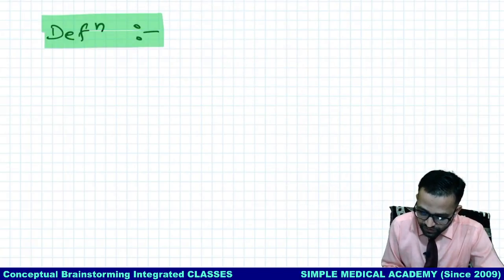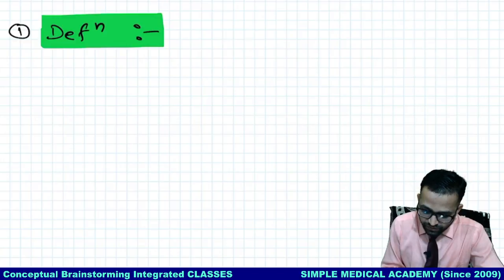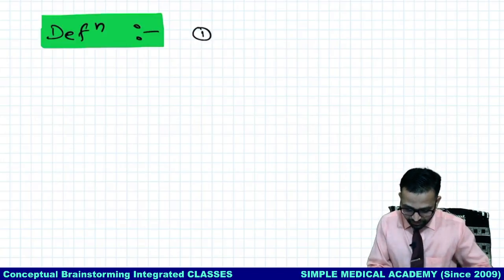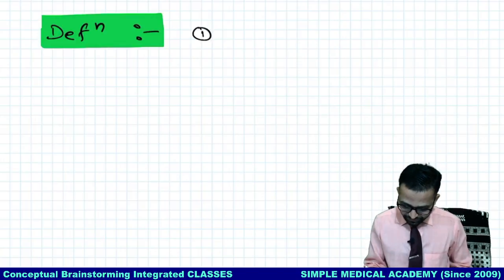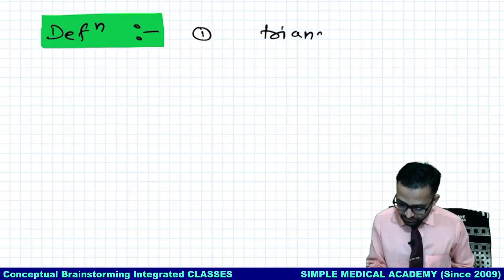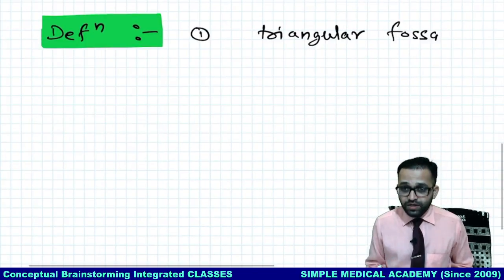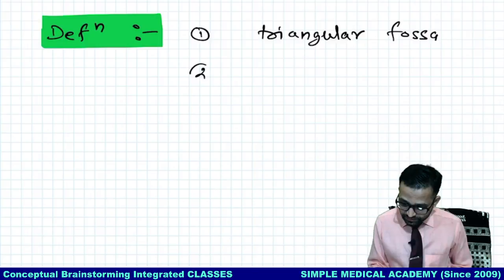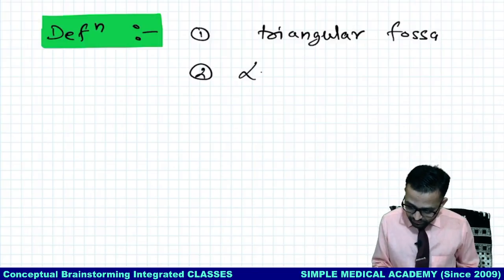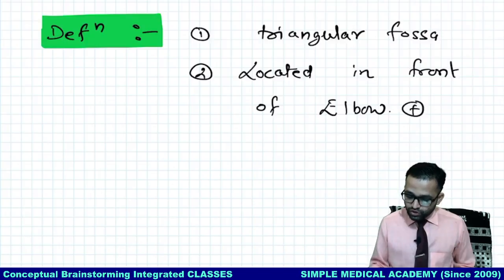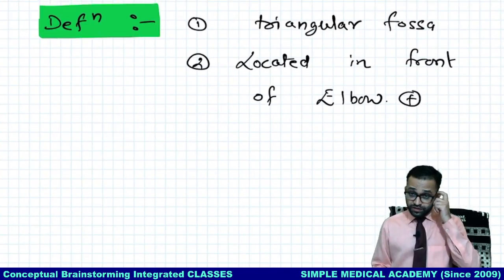So right now we are going to define it. Okay, we are going to look at the definition. What is the definition? First point you can remember: it is a triangular fossa. It is a triangular shaped fossa. Okay sir, where is it located? Located in front of what? Elbow joint. So easy. In this way you can define it.